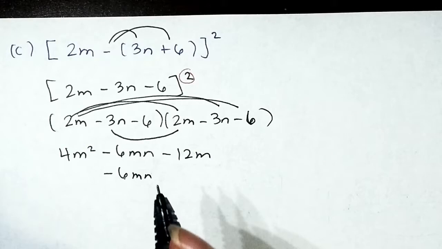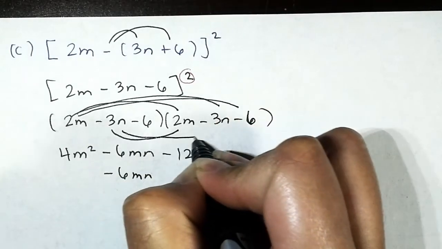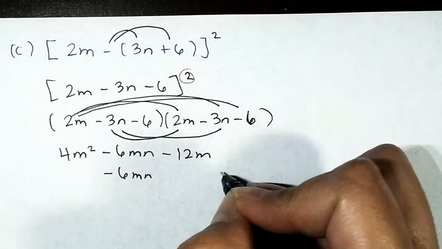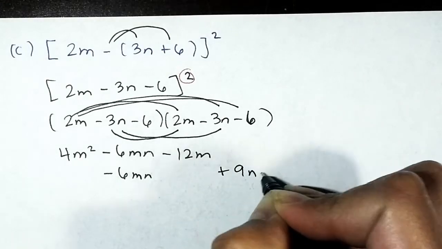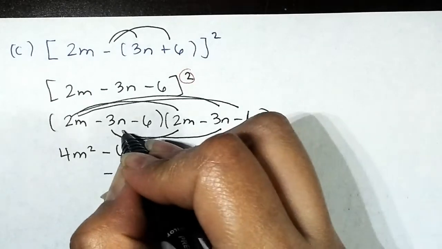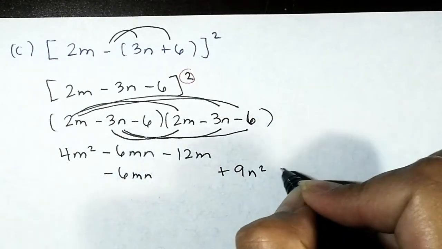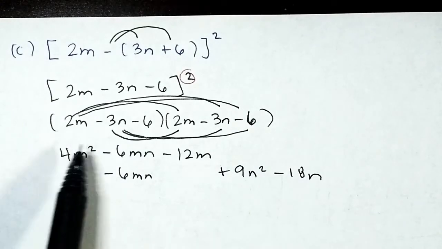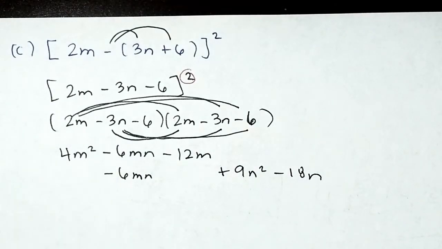Next product in that round. Negative 3n times another negative 3n will give us positive 9n squared. There's no n squared term, so make it up. Okay, final product in that round. Negative 3n times negative 6 will give us negative 18n. Fantastic. So 2 rounds down, 1 more to go.